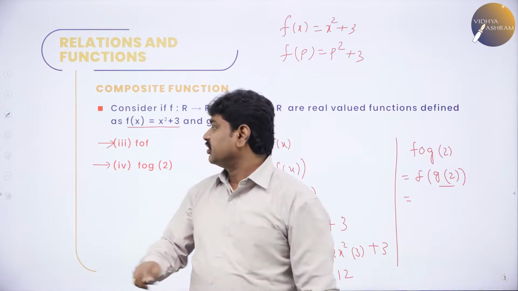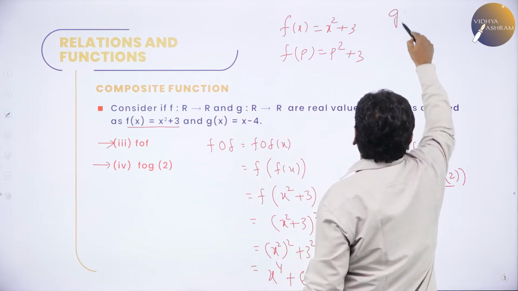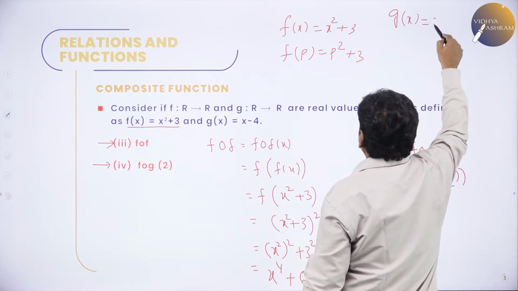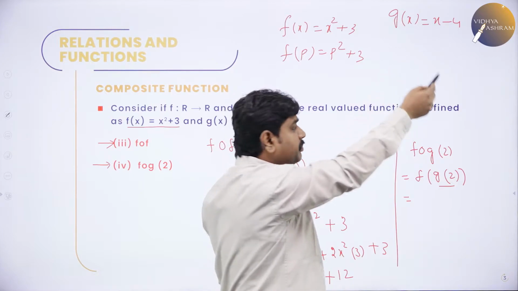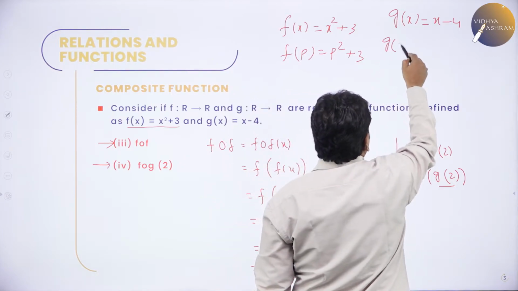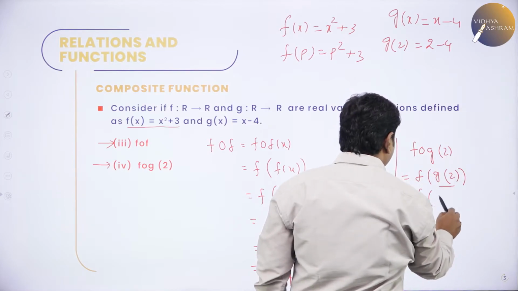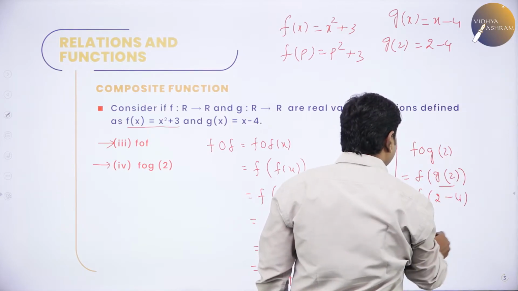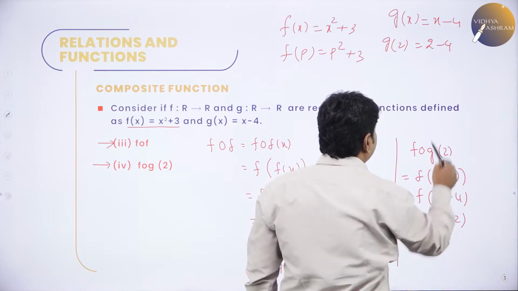So, see g of x. What is g of x given? In the problem they gave g of x. What is g of x they gave? X minus 4. Now, I want g of 2. What is g of 2? 2 minus 4. So, in the place of g of 2, I will write 2 minus 4. Now, simplify this. What is 2 minus 4? 2 minus 4 is minus 2. So, now I have f of minus 2.